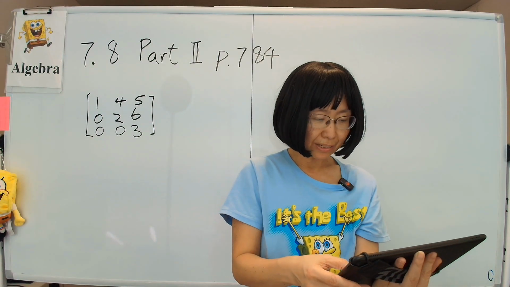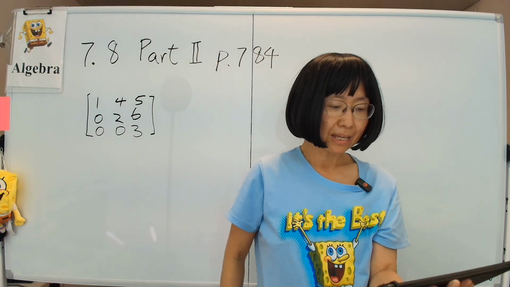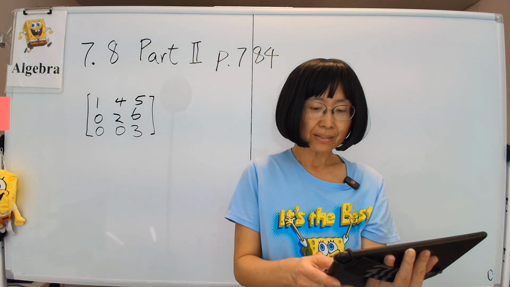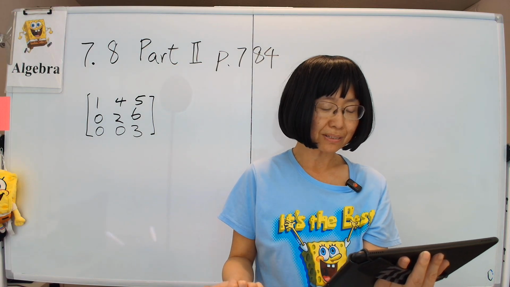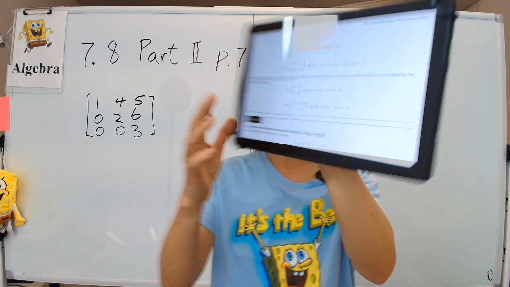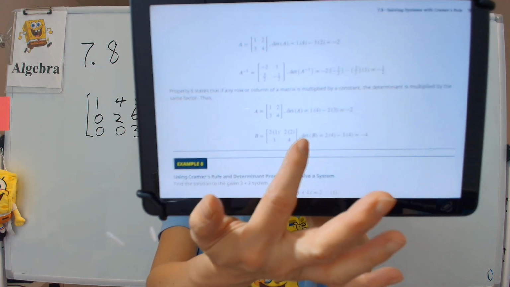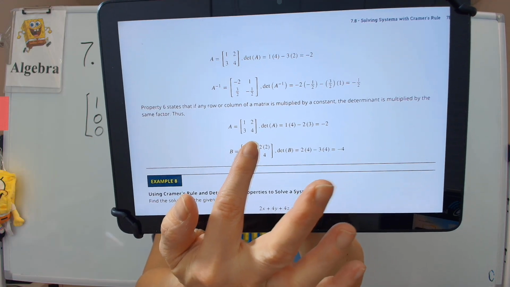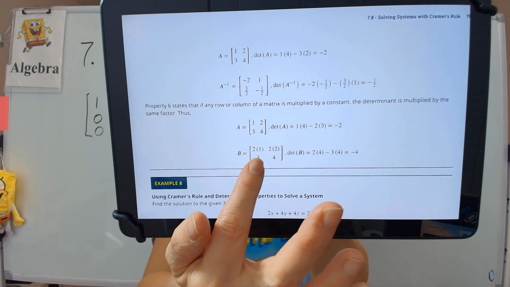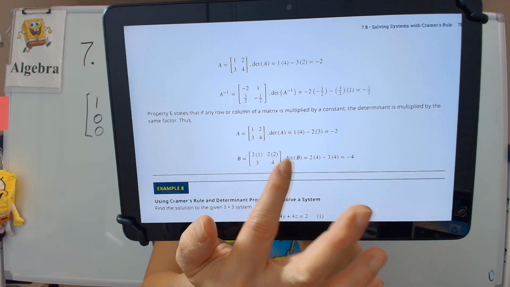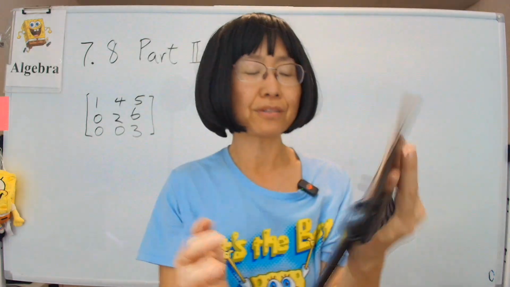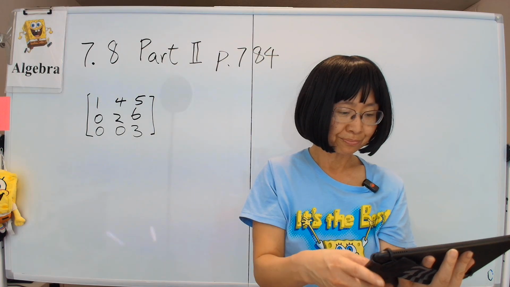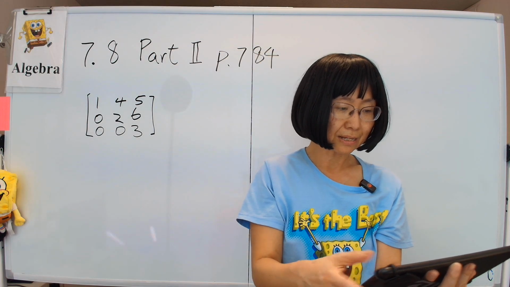And then finally, property 6 says if any row or column is multiplied by a constant, then the determinant is multiplied by the same factor. So there is another sample, and please do this as well. If you multiply some row or column by a fixed number, then you'll find the determinant is multiplied by the same amount. So that's example 7.